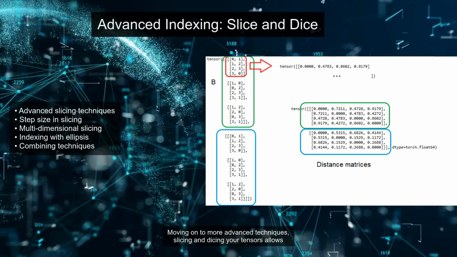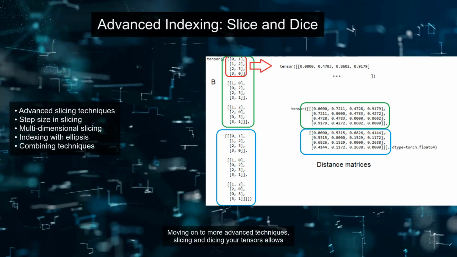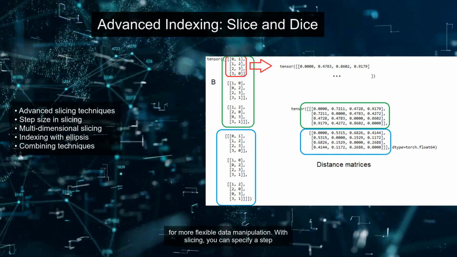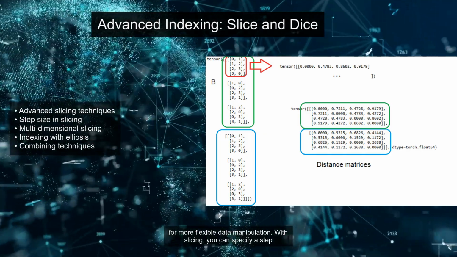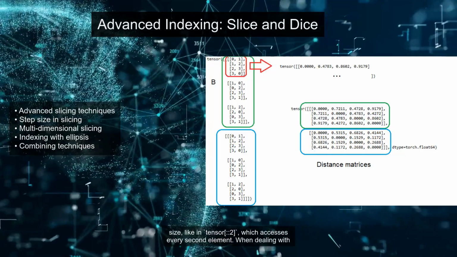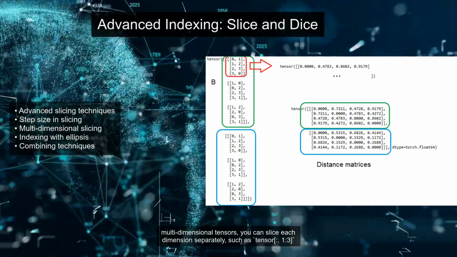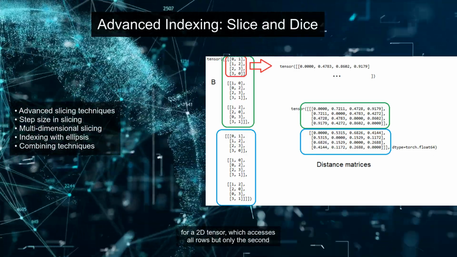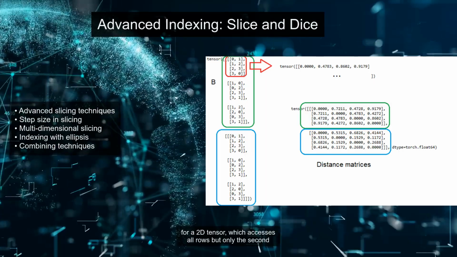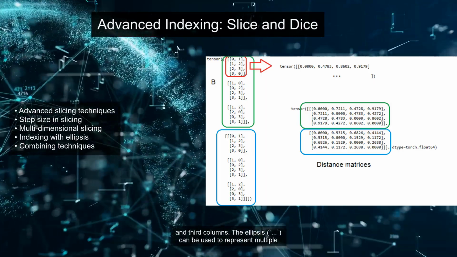Moving on to more advanced techniques, slicing and dicing your tensors allows for more flexible data manipulation. With slicing, you can specify a step size, like in tensor[::2], which accesses every second element. When dealing with multidimensional tensors, you can slice each dimension separately, such as tensor[:, 1:3] for a 2D tensor, which accesses all rows but only the second and third columns.